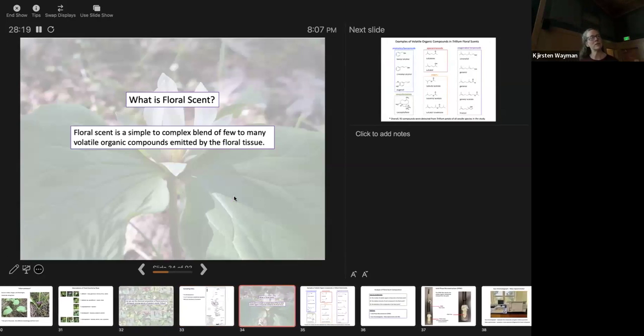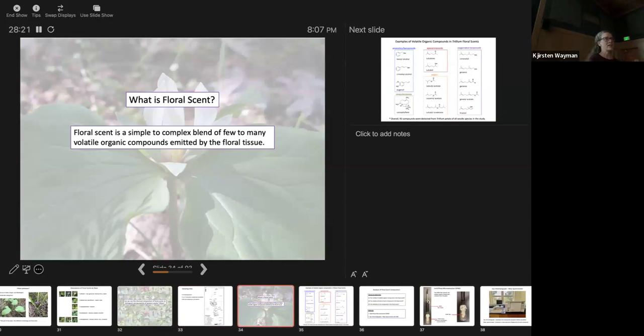So what is floral scent? Floral scent is a simple to complex blend of volatile organic compounds emitted from the floral parts. And by simple, it could be just a few compounds, maybe 3 compounds in that floral scent, or we might have many. In the case of these Trillium, up to 50 compounds can be found. But in other plant species, you might find 100 or more unique volatile organic compounds in those floral scents.